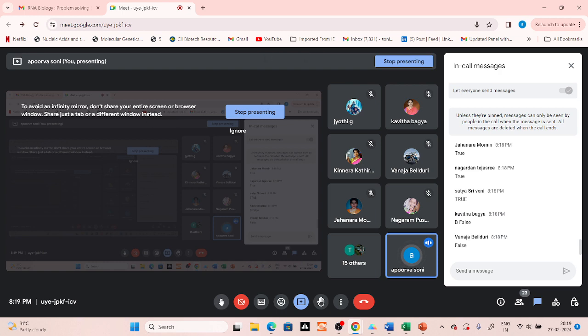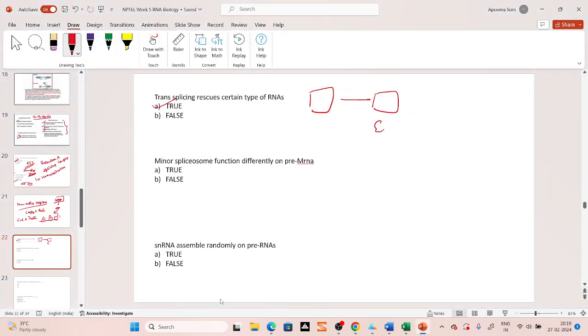Okay, so many students have answered correctly. So just now we have studied that the only difference between major and minor spliceosome is that major will function mostly and minor will function in less time, but the function of both of them would remain the same. Major spliceosome is used often while minor spliceosome is not used that often, so the answer would be false. Next question is, snRNA assemble randomly on pre-RNA. True or false? snRNA, they assemble randomly on pre-RNAs. True or false? Quickly, 1 minute to think and answer.